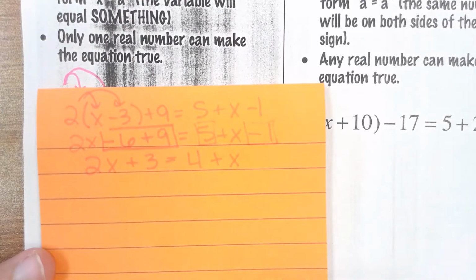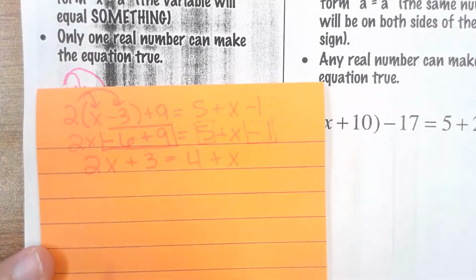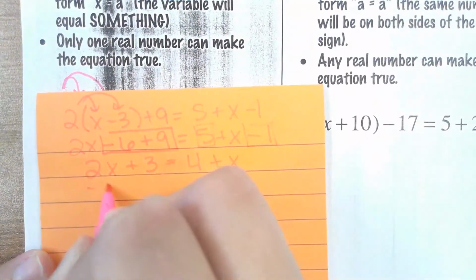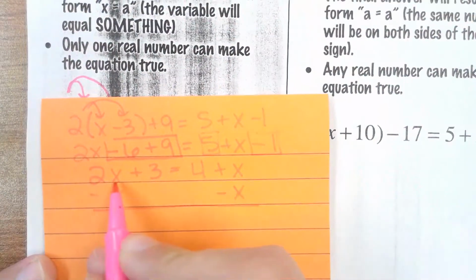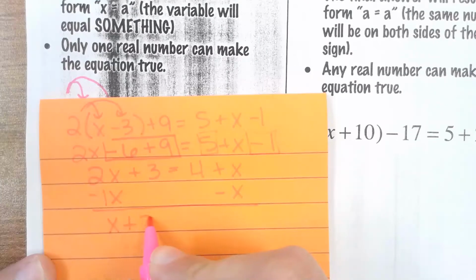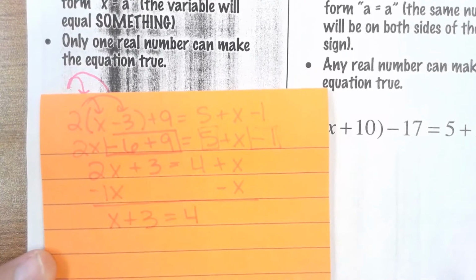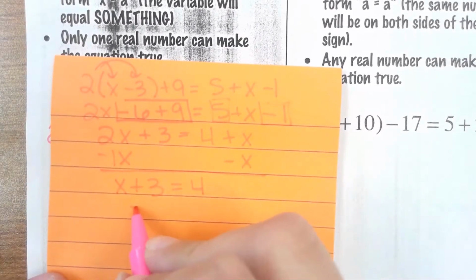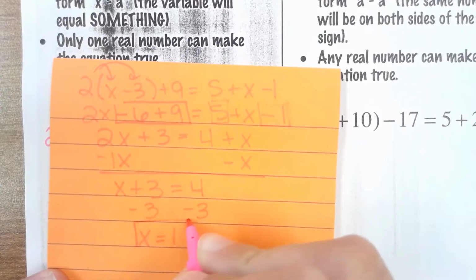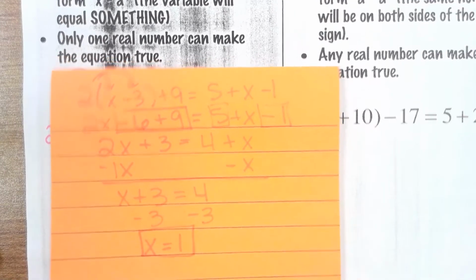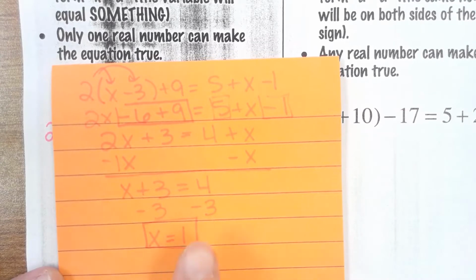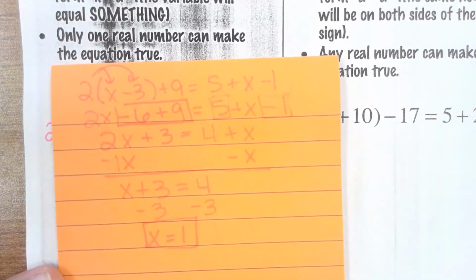Okay, so once everything is simplified, I can now start moving my x's to one side and my constants to the other. So the opposite of adding x is subtracting x. 2x minus a 1x would just leave me with x, and then I still have a plus 3 equals 4. And then our last step to get x by itself is to subtract the 3 from both sides, so we get an answer of x equals 1. So this is one solution because our end result was x equals some number. So the number 1 is the only solution that will work to this problem.